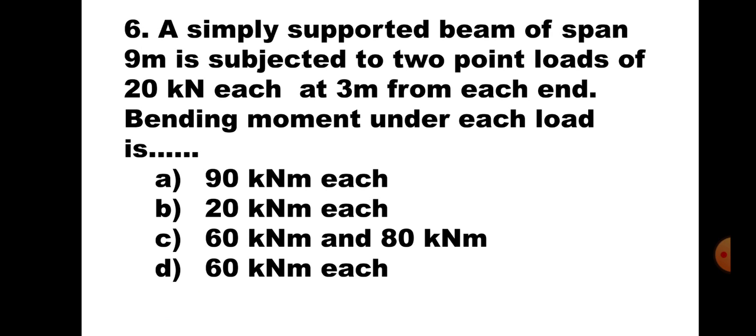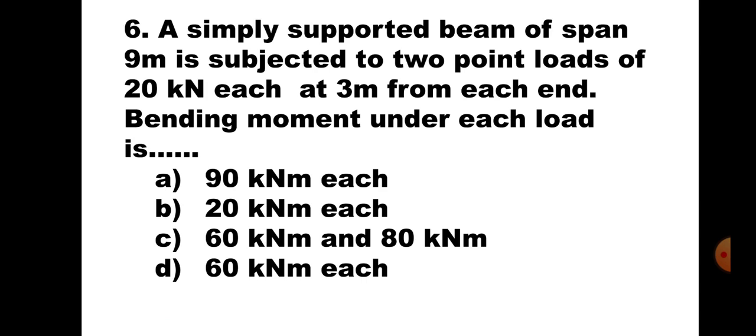Question number 6. A simply supported beam of span 9 meter is subjected to 2 point loads of 20 kN each at 3 meter from each end. The bending moment under each load is A. 90 kN meter each, B. 20 kN meter each, C. 60 kN meter and 80 kN meter, and D. 60 kN meter each.